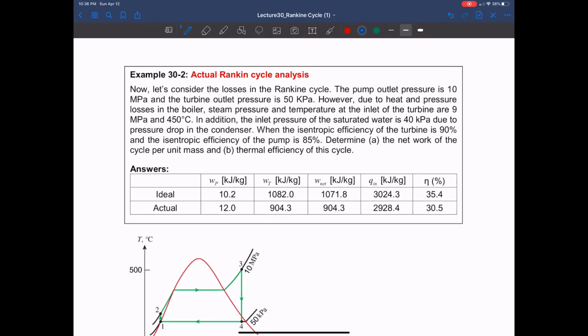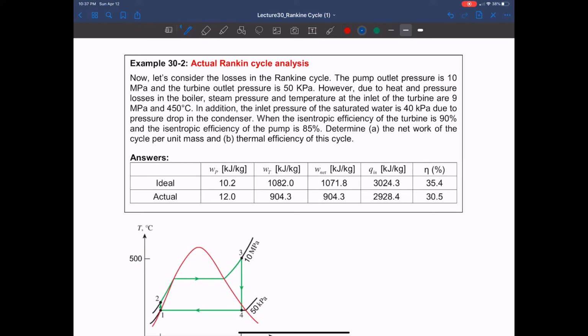So steam pressure and temperature after the boiler process, at the inlet of the turbine, are not 10 megapascal and 500 degrees Celsius anymore, but it is 9 megapascal and 450 degrees Celsius. So now we are around here, okay? That is P3, which is 9 megapascal, and T3, which is 450 degrees Celsius.